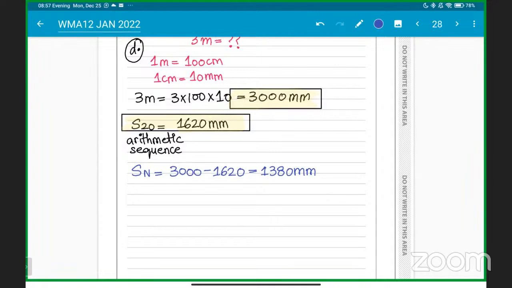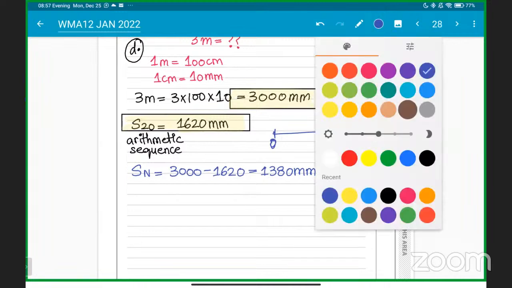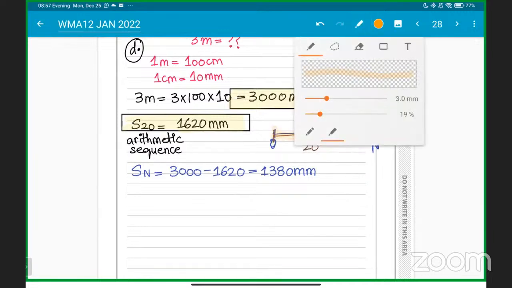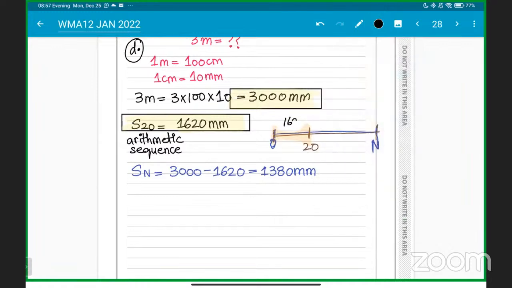Why are we doing this? Why are we taking a difference here? It's because we need to cross 3000 millimeter after the total number of n hits. Let's say from 0 hit to the total number of n hits, we have to get the millimeter to cross 3000 after n hits. So we need to understand that till the 20th hit, where we are forming an arithmetic sequence, we have already covered the distance of 1620 millimeter.